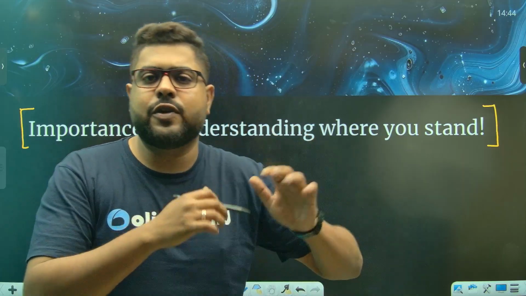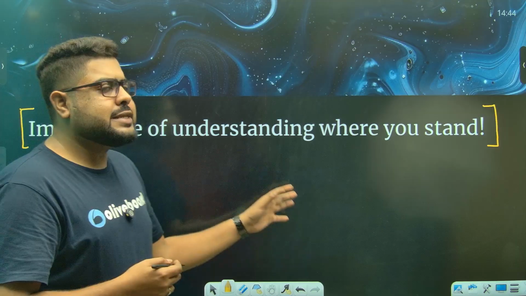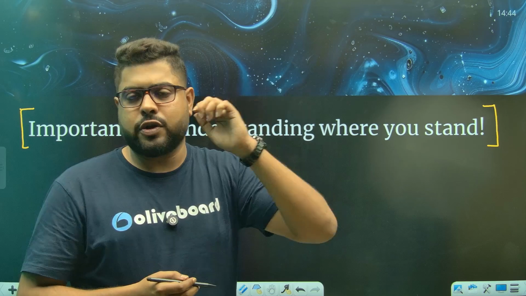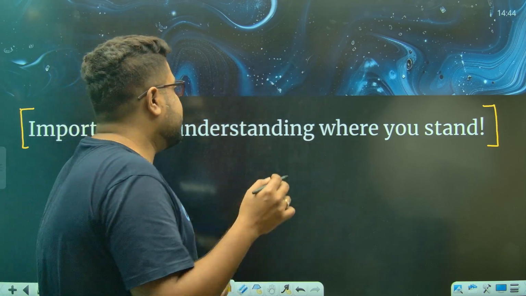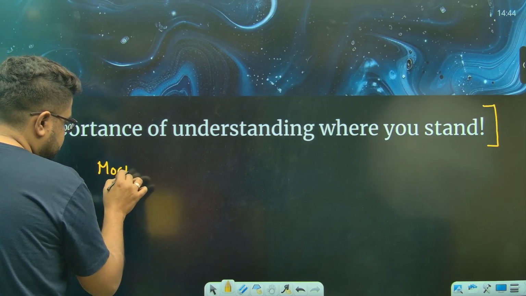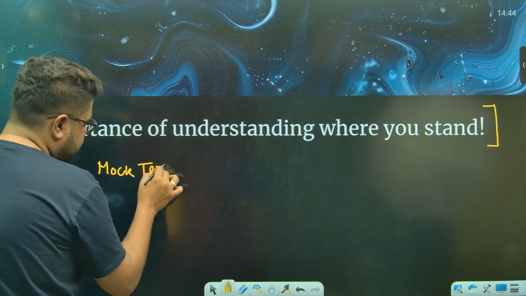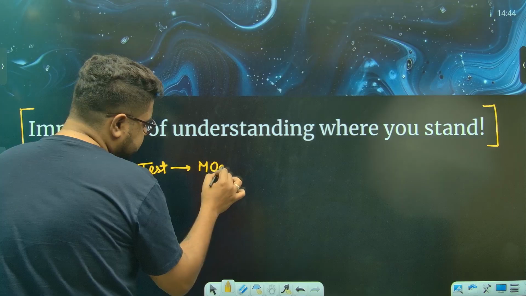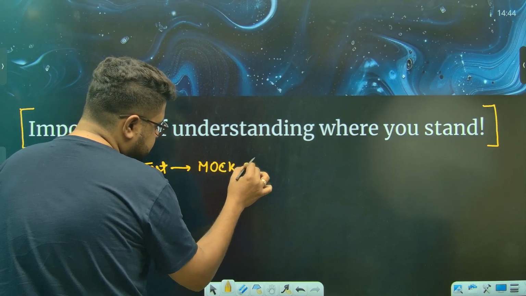And if you are someone who is preparing full time, which most probably you will be, you have the whole day to yourself. Take 1 hour out of your daily routine and take a mock test. I generally call it the mock zero.